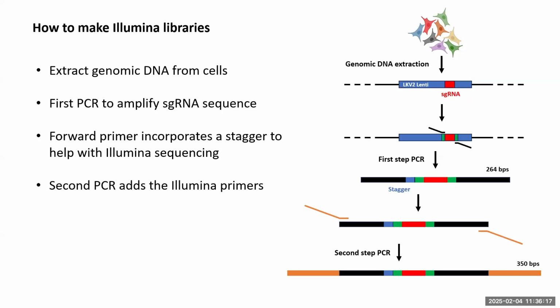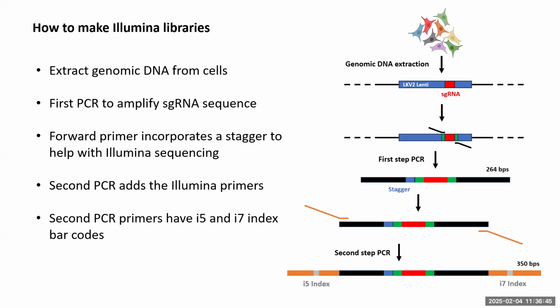Then the second step PCR, this is where essentially you're adding the standard Illumina primers, and they're just recognizing the sequence that we've incorporated onto the end of the first primers. So in addition to adding the Illumina primers that allow for sequencing, there's another key aspect to this, which is the barcodes. Again, we use standard Illumina barcodes, which is the I5 index and I7 index. These are essentially just kind of random, but relatively random sequences.